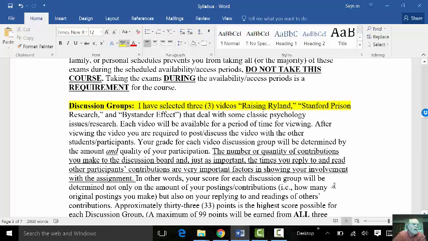Now, make sure it's a very, very respectful comment. You don't want to flame people and say whatever. Everything is taped, so please don't do that.